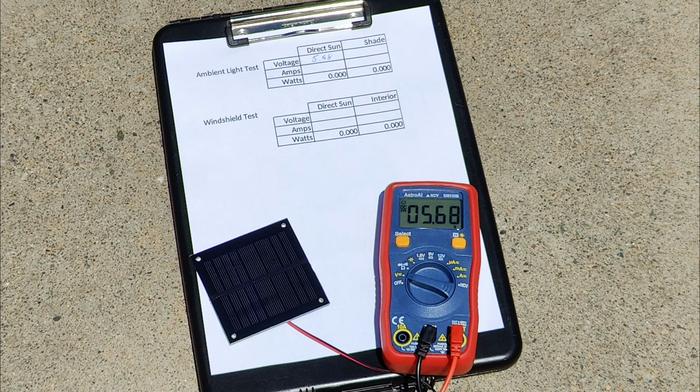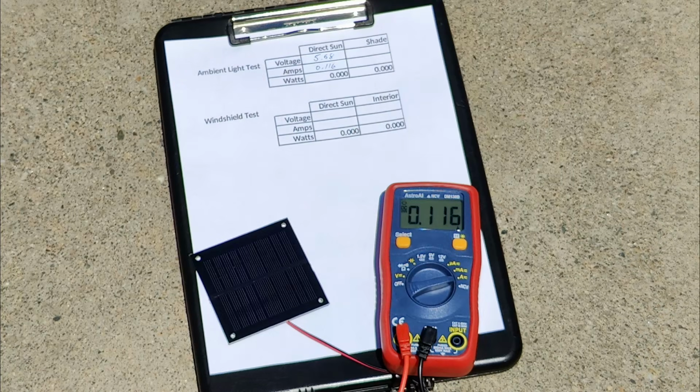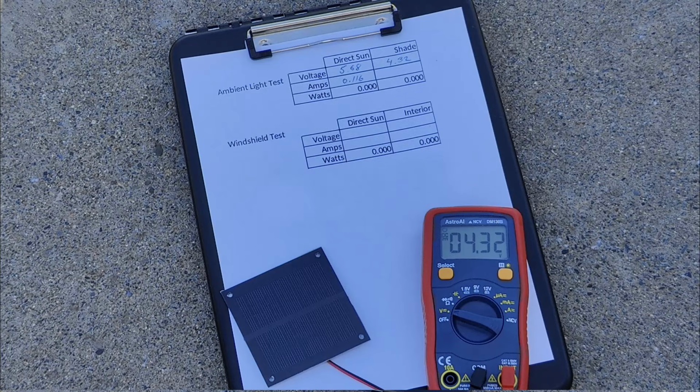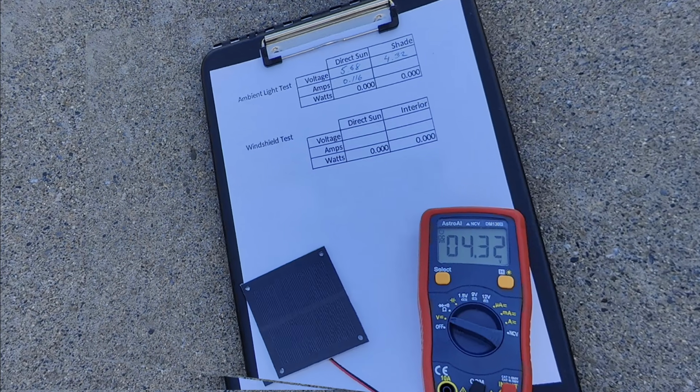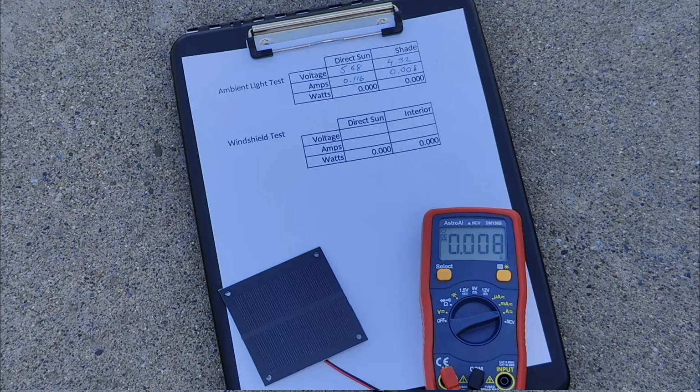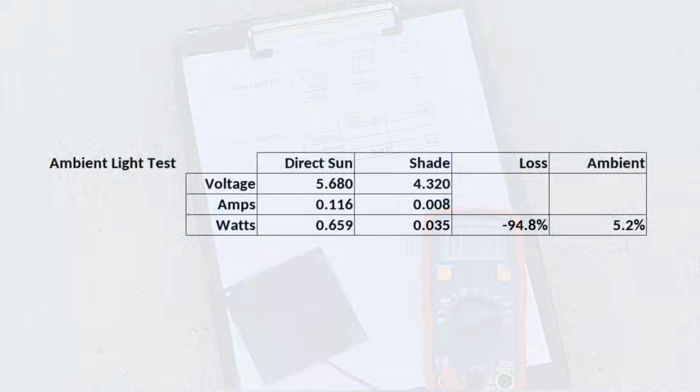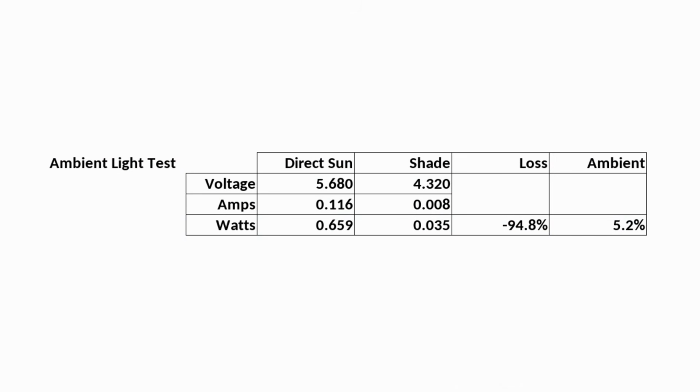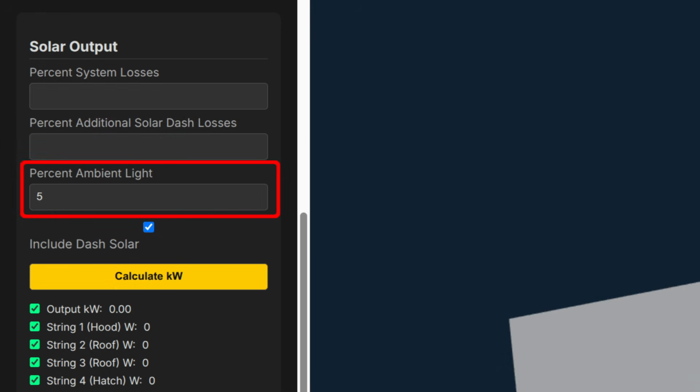To do this, I used a single solar cell connected to a multimeter and took test readings in unfiltered direct sun to get a baseline. I then shaded the cell and took another reading. This was done around noon in order to simulate standard test conditions for the cell. Comparing the 2 readings resulted in the shaded, or ambient light, being approximately 5% of the direct sunlight value, so I'm setting the percent ambient light parameter in the calculator to 5.0.